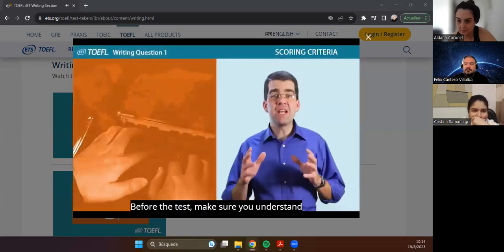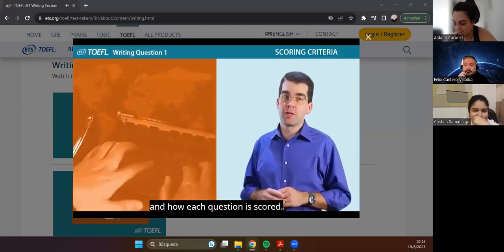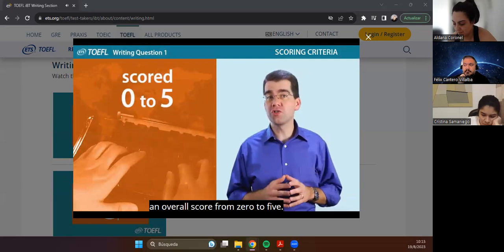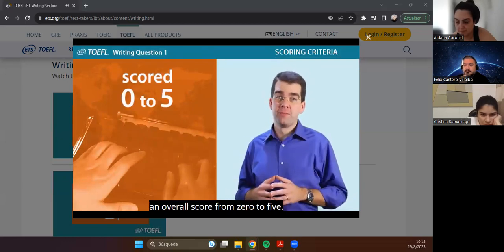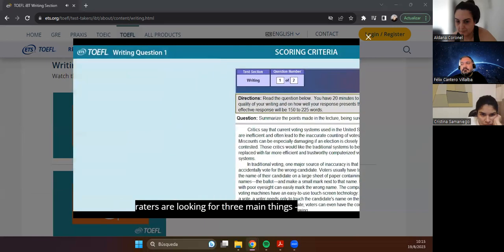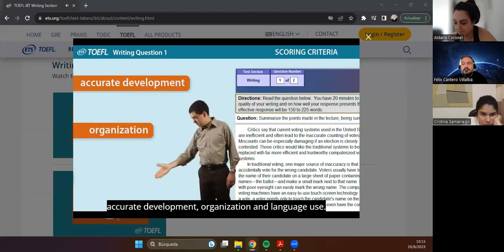Before the test, make sure you understand what the raters are looking for and how each question is scored. The tasks in the writing section will each be given an overall score from 0 to 5. For question 1, the integrated writing question, raters are looking for 3 main things: accurate development, organization, and language use.